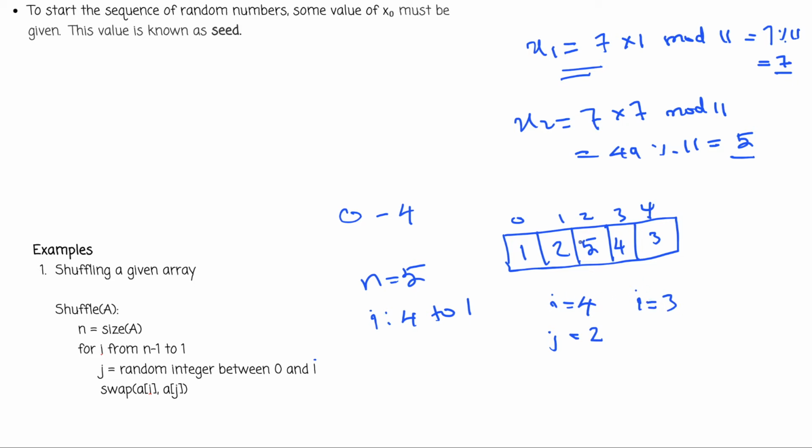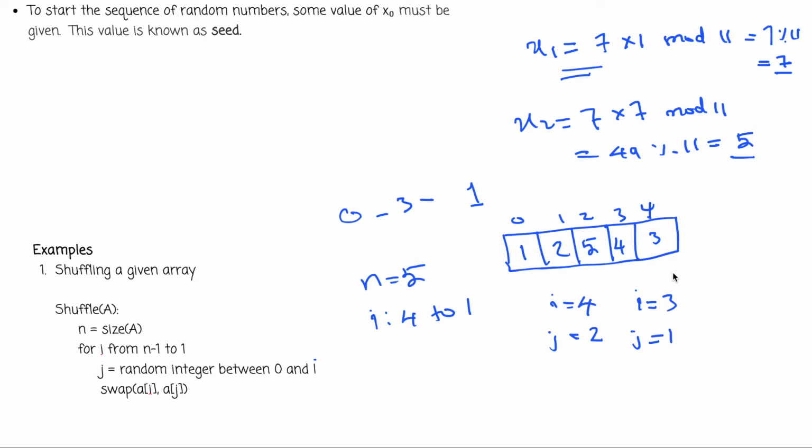Now I need to generate a number from 0 to 3. So in between 0 and 3, let's say I'm taking a number 1. Then that value will be assigned to the variable j. So j will be having value 1.